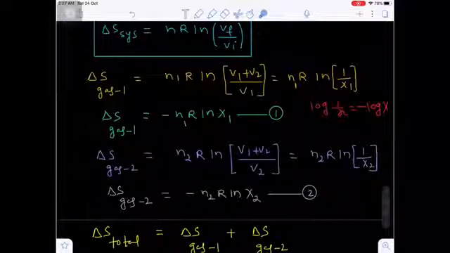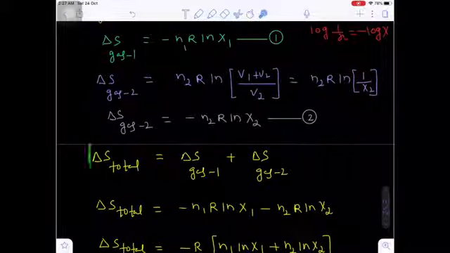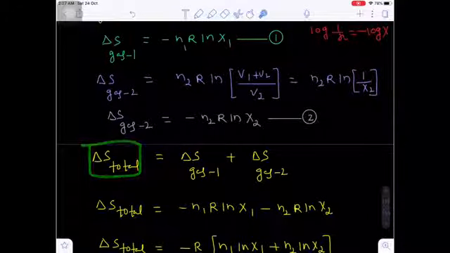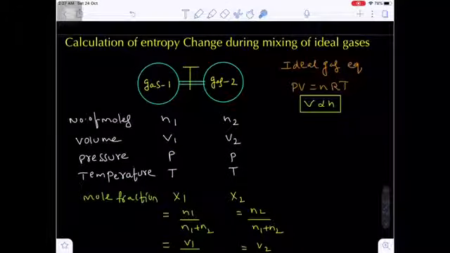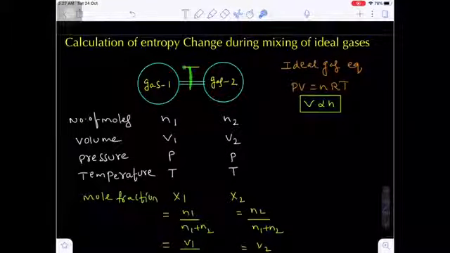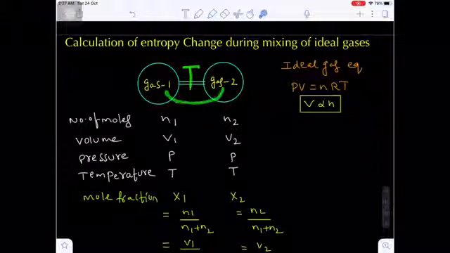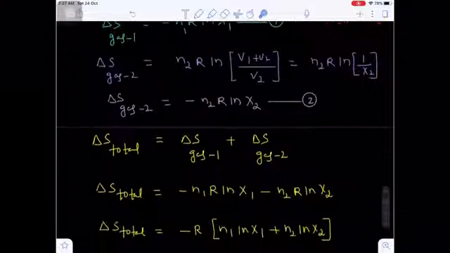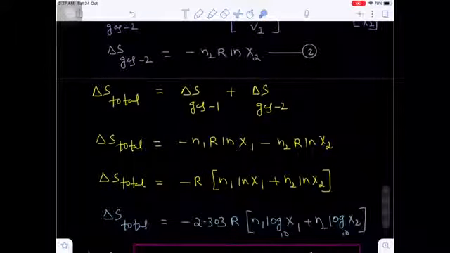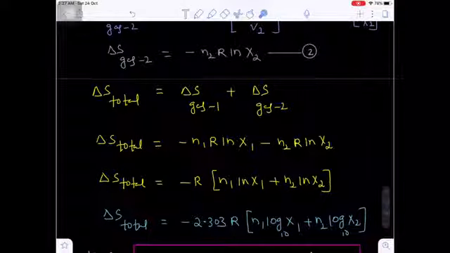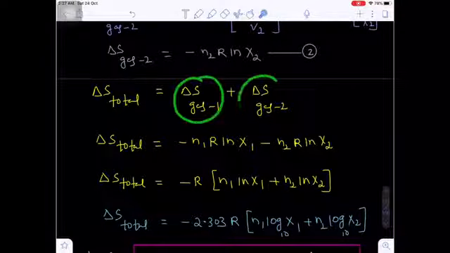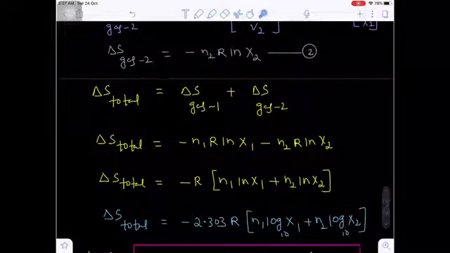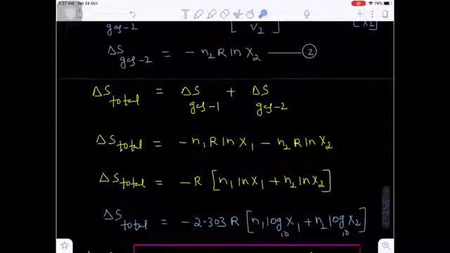Equation 1 corresponds to the change in entropy of gas 1, and equation 2 corresponds to the change in entropy of gas 2. Now the total change in entropy after mixing of these two gases. If you open the stopcock between the two glass bulbs, these two gases intermix. After intermixing, definitely entropy changes, that means it increases, the randomness increases. So that's why we are adding the entropy change of gas 1 and entropy change of gas 2.